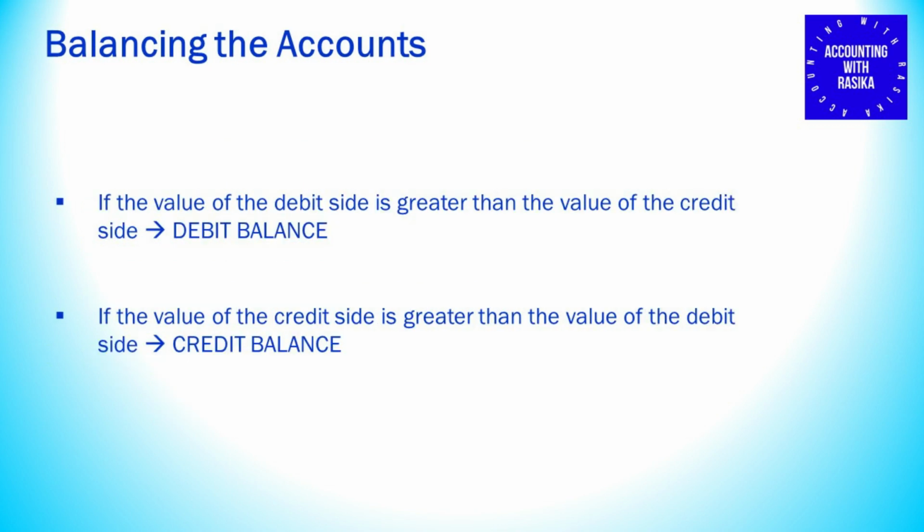Now if the value of the debit side is greater than the value of the credit side, then you get a debit balance. If the value of the credit side is greater than the value of the debit side, then you get a credit balance. So debit balance and credit balance come like that.